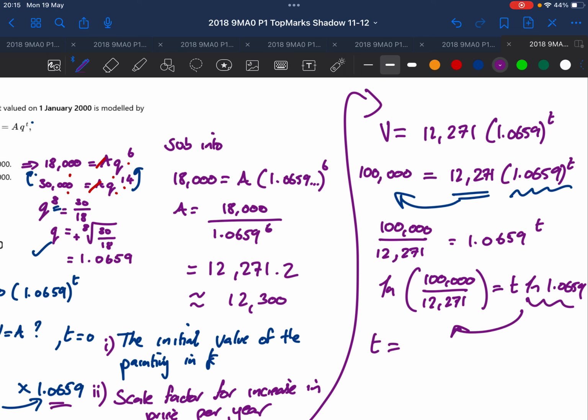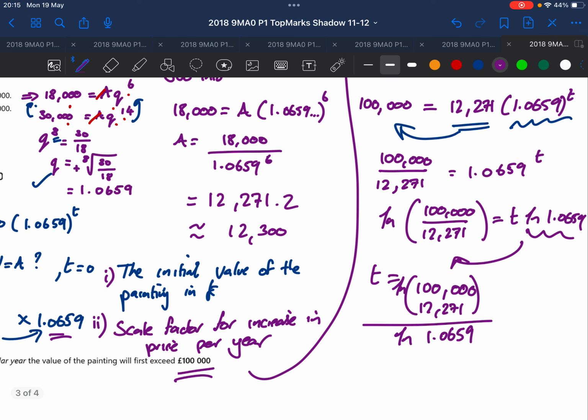And then you could just do t being, dividing this bit away. Okay, it's not an exact answer that's required, so there's no need to try and use log rules or anything for exact answers. We don't need to do any of that. We can just put this in the calculator. So t equals the natural log of 100,000 over 12,271 divided by the natural log of 1.0659. And this will give you about 32, so 32.86. So it takes 32 and a bit years for it to go over.